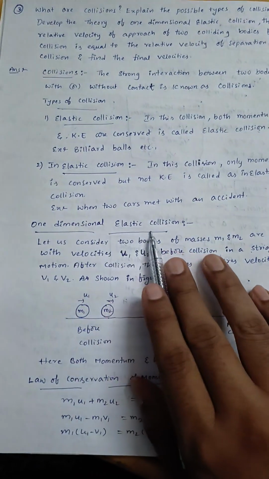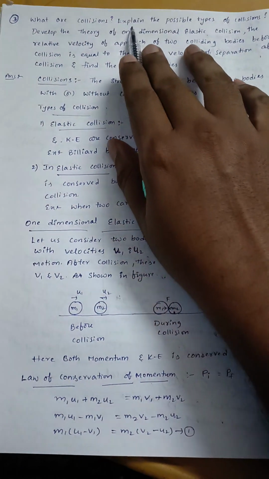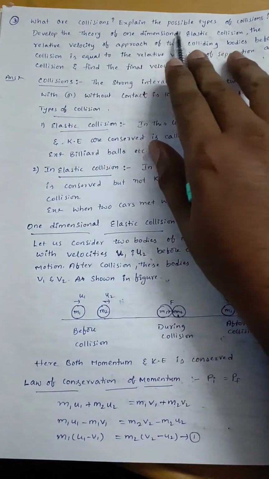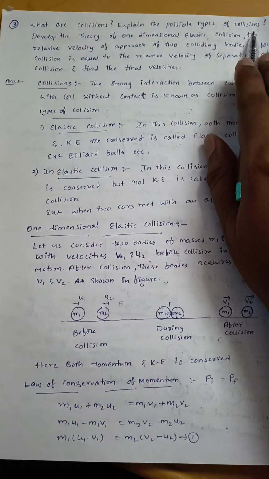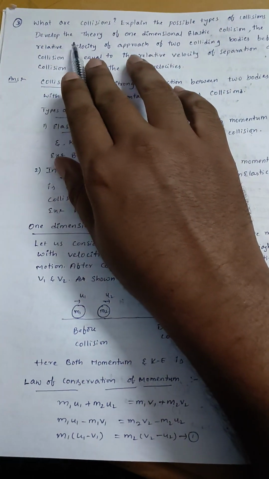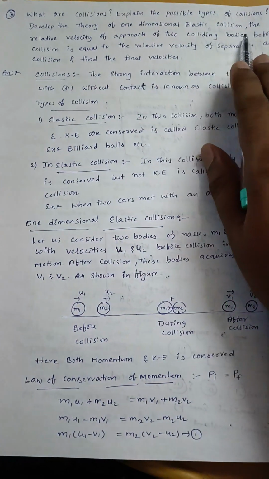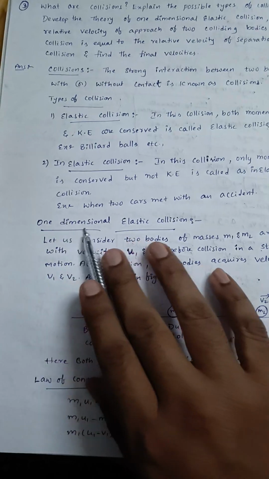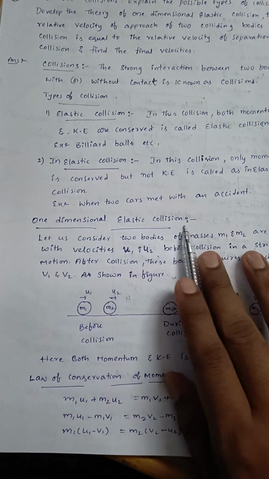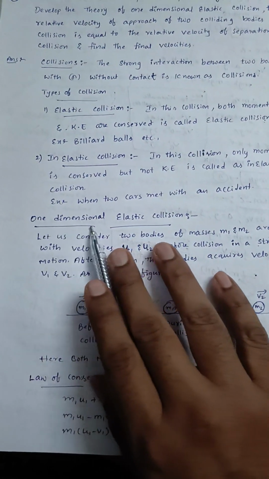So, one dimensional elastic collision. According to the question we have to go there. Firstly we have written collision, then types of collision, and then we are going to develop the theory of one dimensional elastic collision. So this is the one dimensional elastic collision. One dimension means linear motion.